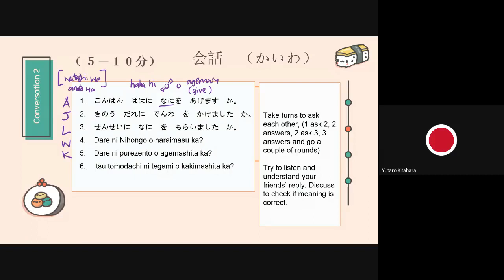Okay, next, Jim-san, Niva. Kino dare ni denwa wo kakemashita ka? Koribito ni denwa wo kakemashita. Very good. Koribito ni. Okay, you call a lover, call sweetheart. Very good. Denwa wo kakemashita. Correct.